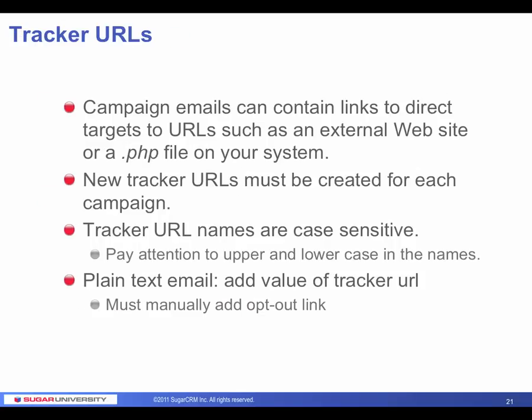Tracker URLs allow you to monitor links that your campaign recipients click on. These links can direct the recipients to an external website or to a PHP file in your system. The latter would be used for an opt-out link. Tracker URLs are specific to a campaign, so you must create a new tracker URL for each campaign. This allows the system to keep the tracking statistics separate for each campaign.